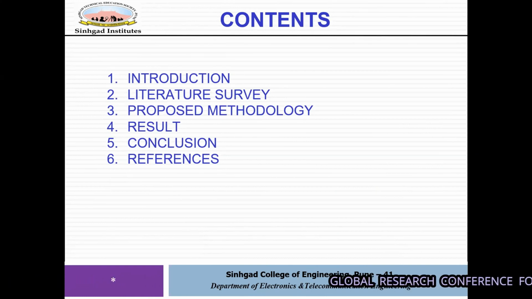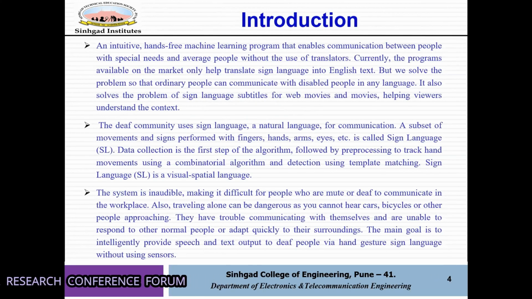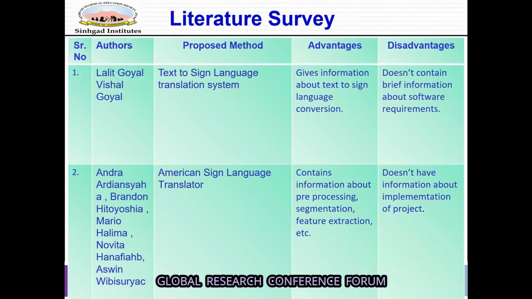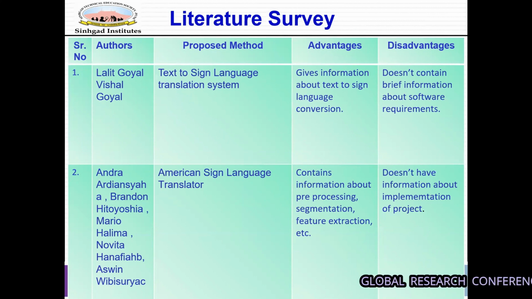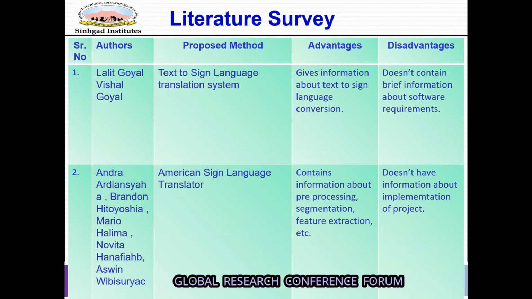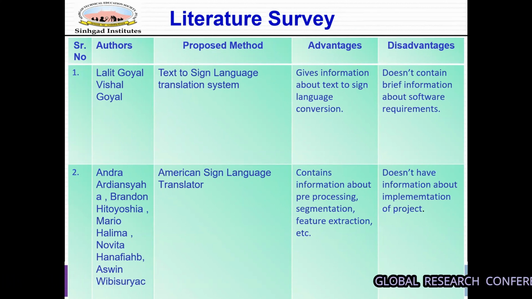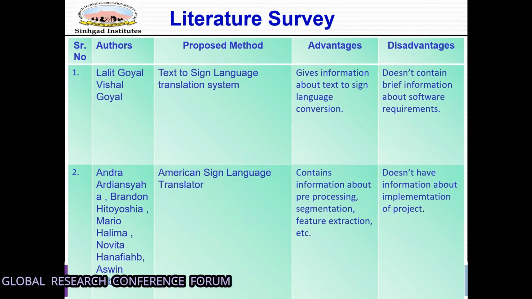It even shows the text output, which can be read by other ASL users and interpreted with ease. We have used the following papers and books which propose the following results, like the one by Lalit Goyal and Vishal Goyal, which is based on text to sign language translation. It gives information about text to sign language conversion, but the disadvantage of this paper is that it doesn't contain brief information about all the software requirements.